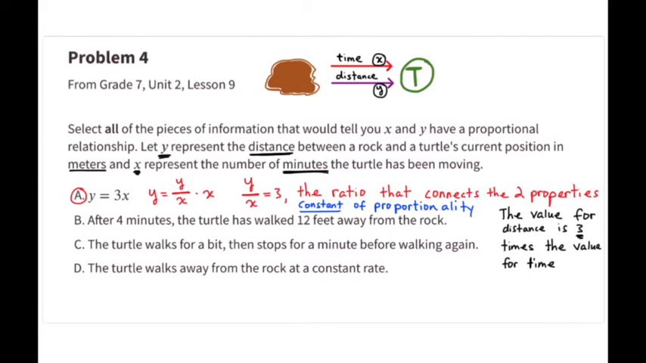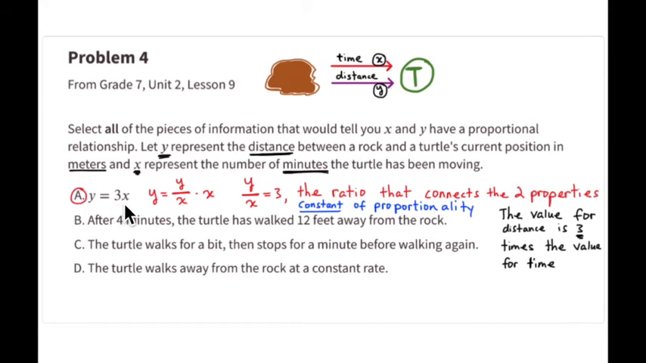This is problem number 4, and it asks to select all the pieces of information that tell you that the relationship between time and distance is proportional as a turtle walks away or moves away from a rock. And so there are two parts to that turtle moving away from the rock. There's the time it takes to move away from the rock, and the other part of that is how far the turtle moves in that amount of time. So are those two properties proportional in the situation?